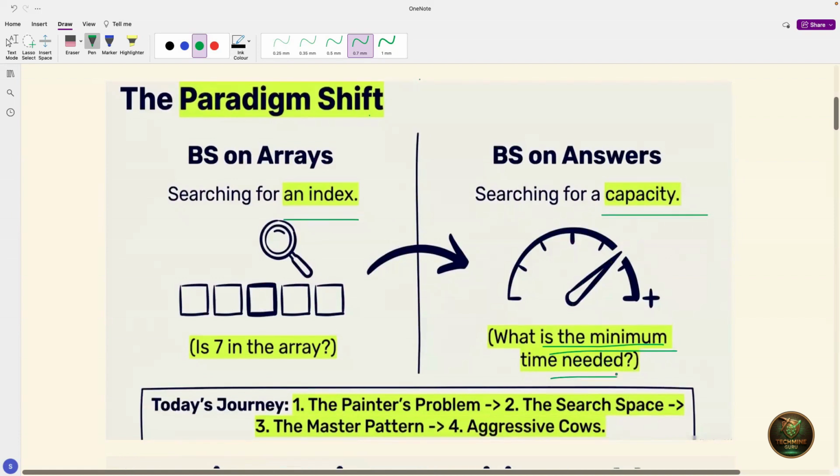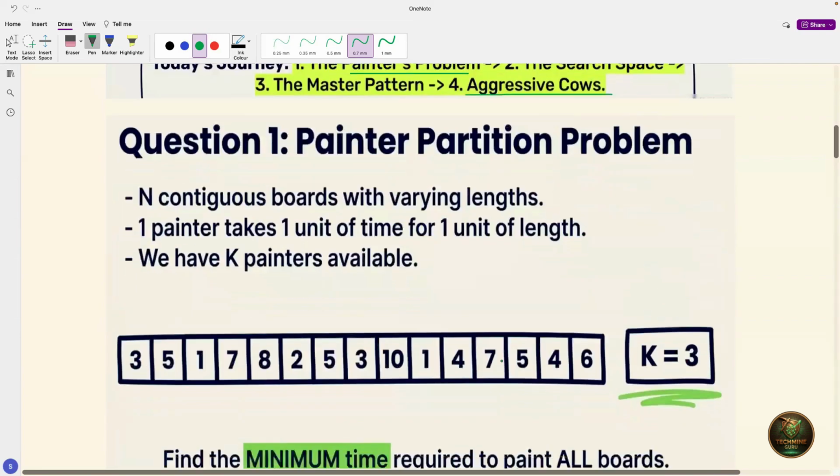So here is today's journey. Today we will tackle the painter's problem followed by its search space. Then we will observe some master pattern, and finally we will see a problem known as aggressive cows. So let's start with question 1, that is the painter partition problem.